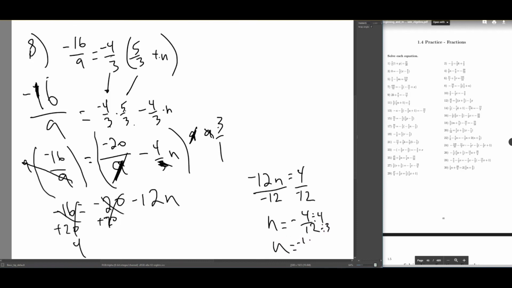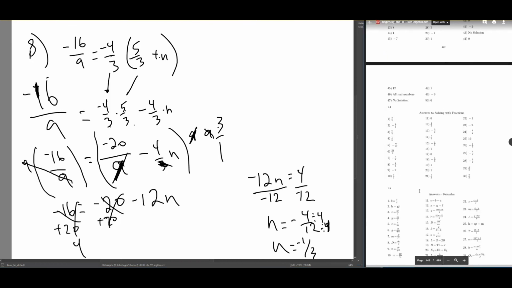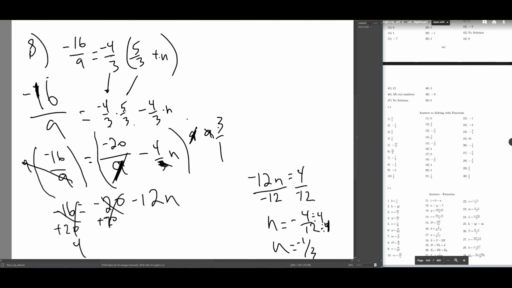Oops, I made a little mistake here. All right, so if I look here at the answer, n equals negative, number 8, negative 1/3, that's good. All right, that's it for now. We'll do another video after.